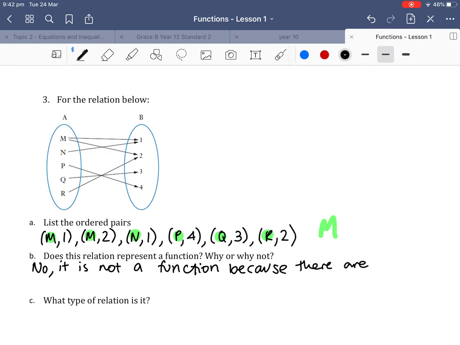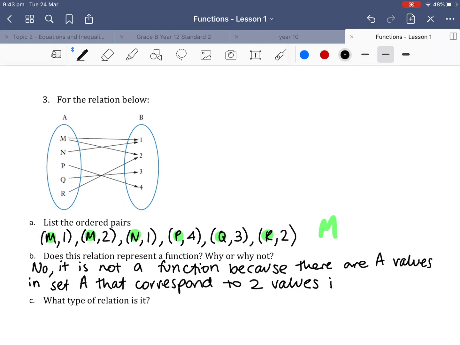because there are values in set A that, that's meant to say 2 values. No, because it's not a function because there are values in set A that correspond to 2 values in set B.